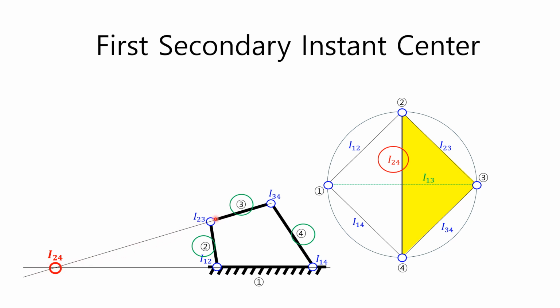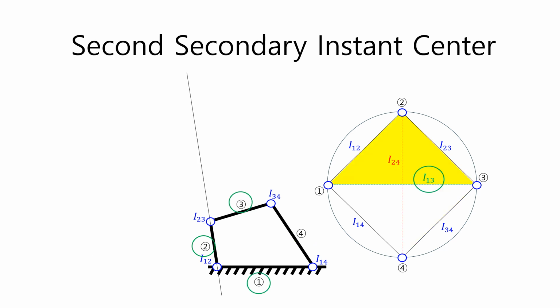Now that we have found the secondary instant center I24, we change the red dashed line of I24 to a solid black line so that we do not have to repeat the same task. It is a good idea to organize them as you complete them one by one, as multiple secondary instant centers can be confusing.